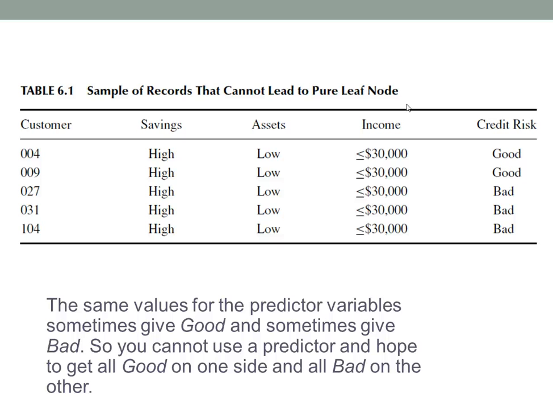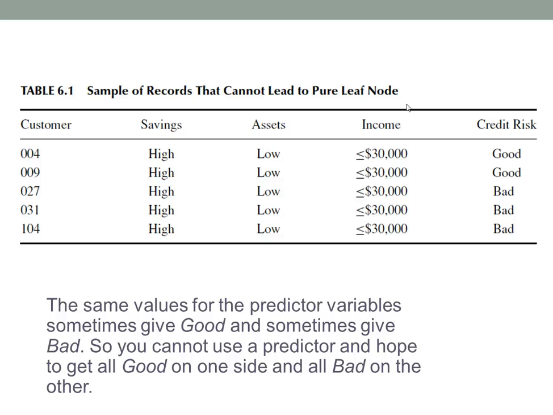Because the predictors here are all the same, right? The values of the predictors are all the same, but the outcomes are different, right? So you're going to follow the same path. You're going to say, like, if savings are high and assets are low and income is less than 30,000, then what? Then you're going to have some good and some bad. So it's not going to be a pure leaf node.